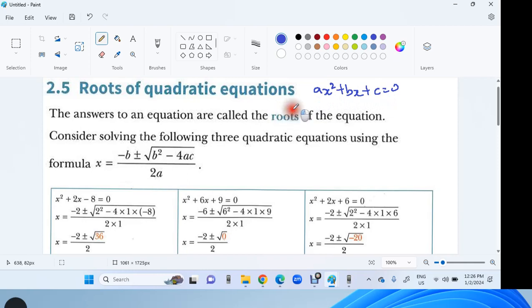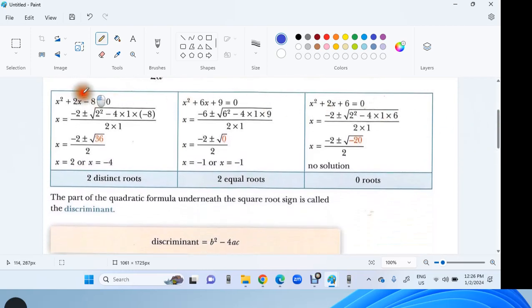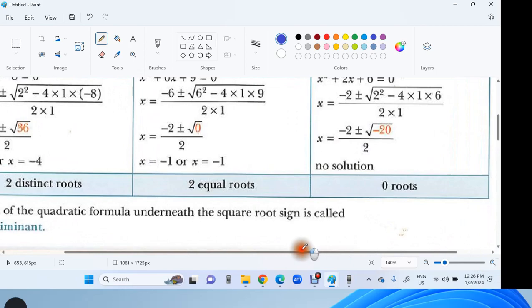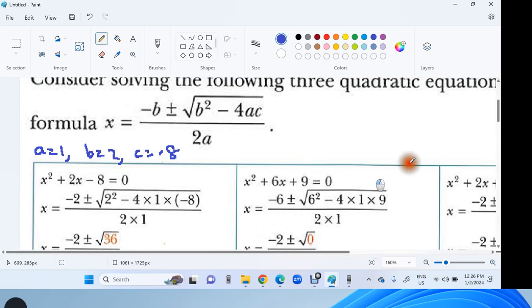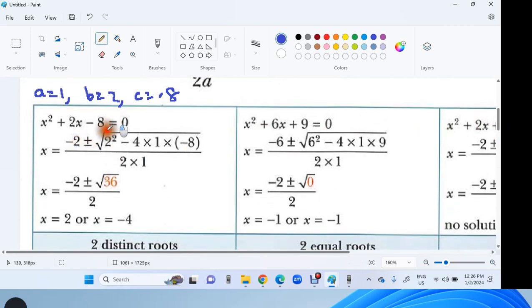So for the quadratic equation we use the formula x equal to negative b plus minus square root of b squared minus 4ac, over 2a. This is the formula. So let's look at an example. If we have x squared plus 2x minus 8 equals 0, then a equal to 1, b equal to 2, c equal to negative 8. If I put the values into the formula, it will become minus 2 plus minus square root of 2 squared minus 4 times 1 times negative 8, over 2 times 1.